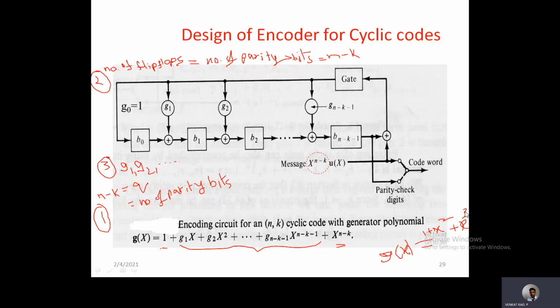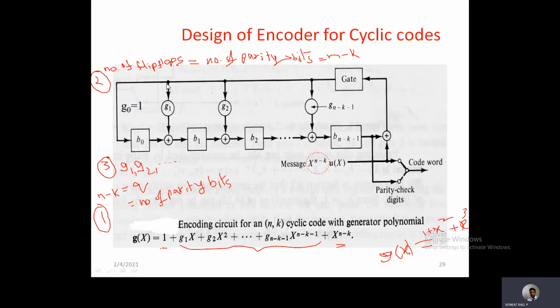The power of the last x term, that is 3, indicates n minus k. That means the number of parity bits is 3. In between these two, only the remaining term is there, that is the x square term. So 1 plus g1 into x, but g1 into x is not there, so you can assume that g1 is 0, plus g2 into x square, and that term is there. Instead of g2 here it is 1, so 1 into x square, that is x square. So based on whether 1 or 0 is multiplied with the x term, we can assume that these generator coefficients are either 1 or 0.